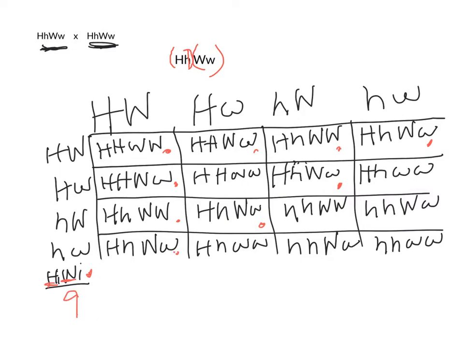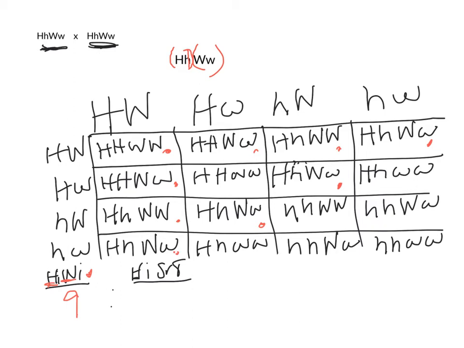All right, so somebody who is expressing the dominant, in other words, who has Hitchhiker's thumb and Widow's Peak, there would be 9 of them out of this cross, okay? The next possibility is that you have Hitchhiker's thumb, but a straight hairline. To have Hitchhiker's thumb, you need a big H, but then the straight hairline would be a little w. So as long as there is a big H and all little w's, I'm going to put a blue dot in the box.